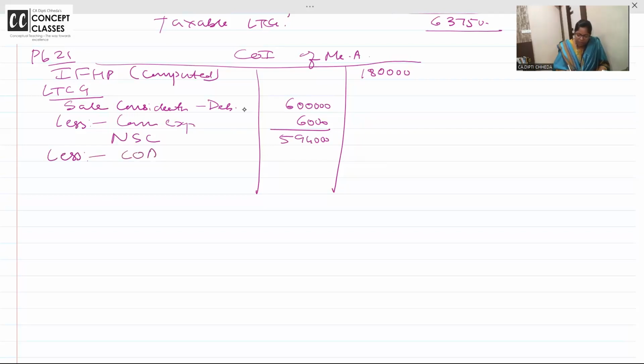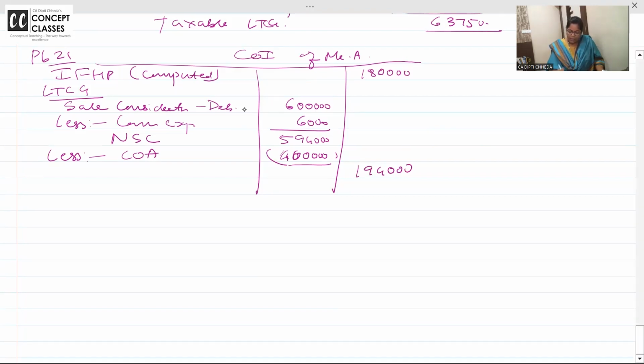Less cost of acquisition. कितने में खरीदे थे ये लॉन्ग टर्म? 2005-6 में खरीदे थे, वो भी कितने के? 4 लाख. Correct. 1,94,000 is the long-term capital gain.